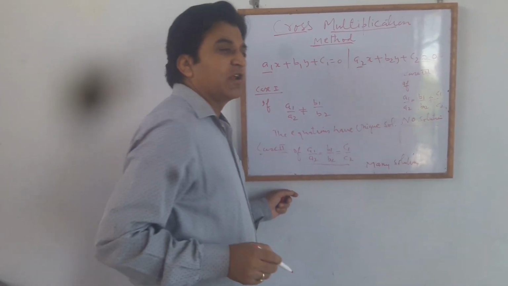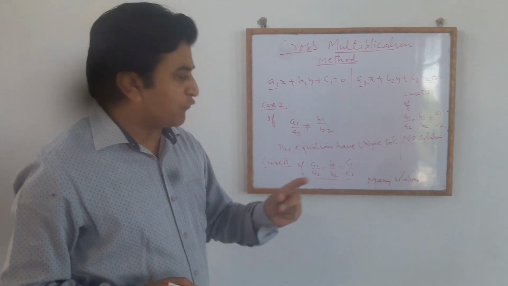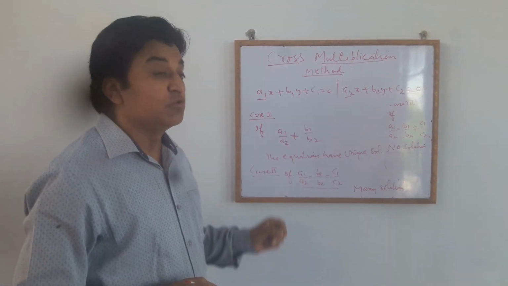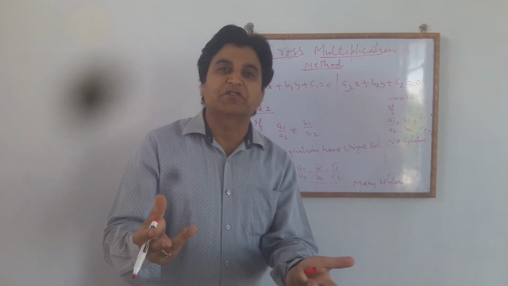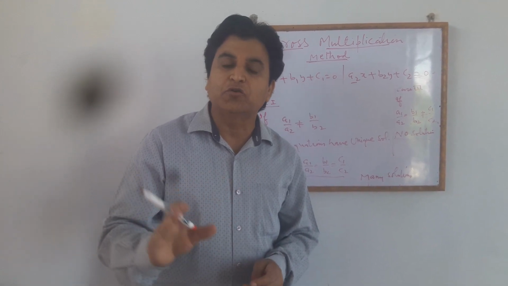So in the first question of your NCERT textbook, first you have to find whether the equations have unique solution, then you have to proceed with cross multiplication method. Otherwise you need not proceed.